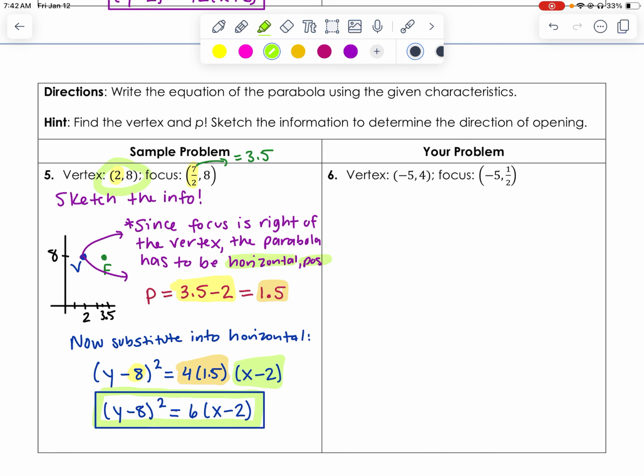So now you can try number 6. When you finish, you can submit this to Schoology, and then when we come back, I will have answers for us to check and see if we did this correctly.